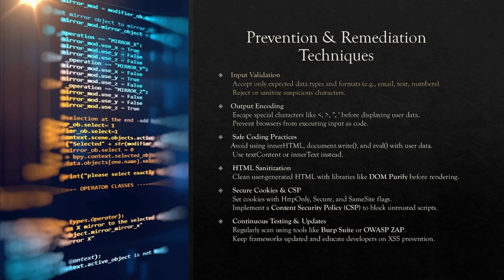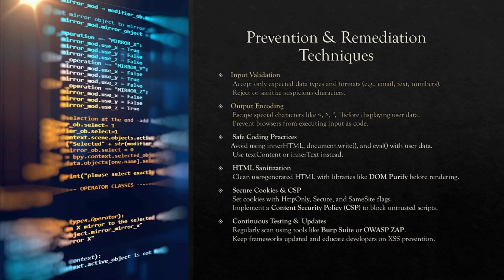Then output encoding. This is a very important difference. Before displaying user input back on the page, you need to escape special characters like greater than, less than, and double quotes or single quotes. This prevents the browser from interpreting them as code. If greater than or less than, or even both, are accepted, you can write any tags. So you need to escape them, or else the web page will think it is code.